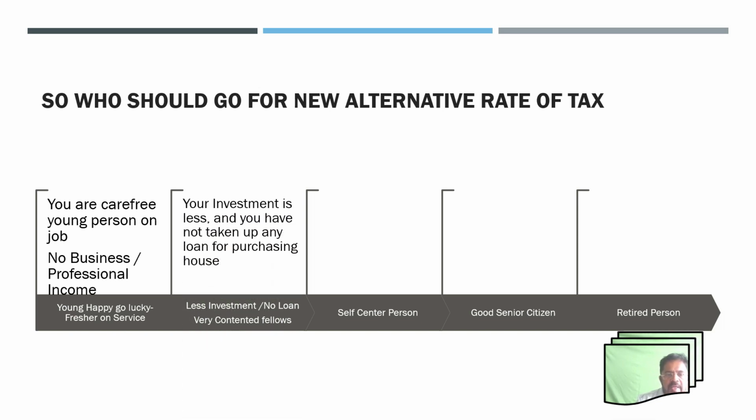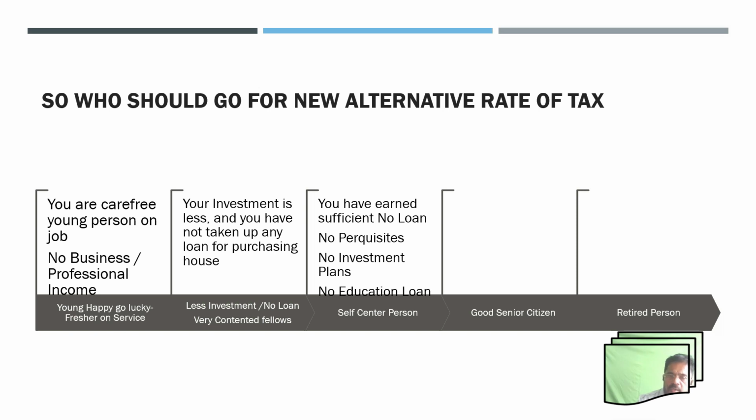Your investment is lesser and you have not taken up any loan for purchasing the house, then you also should go for this particular scheme. Or you have sufficient money that you don't require any loan. You don't get any perquisites. There is no investment future plan. You want to just spend your money, whatever you are getting, for yourself. And there is no education loan required because your children are either settled, or I should not say. Then in that case, you can go for this alternative scheme.